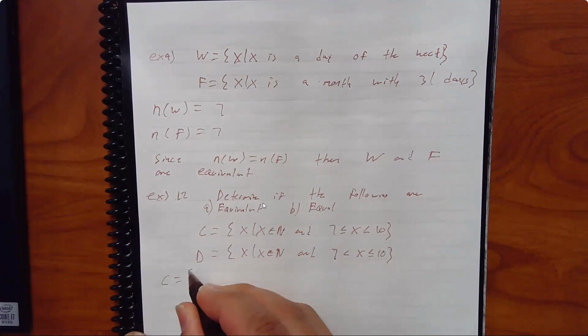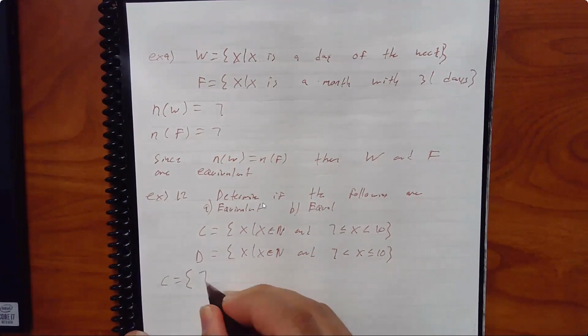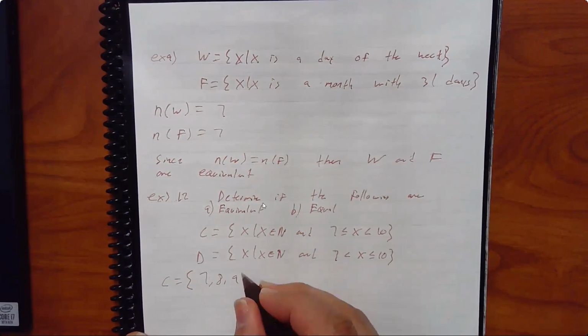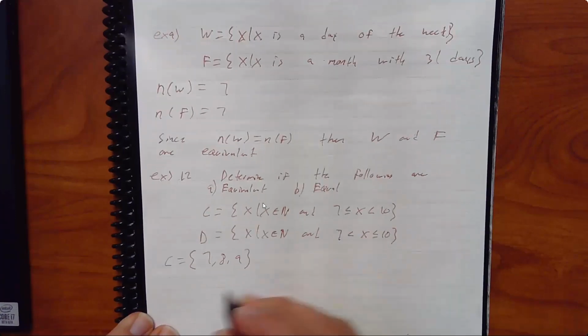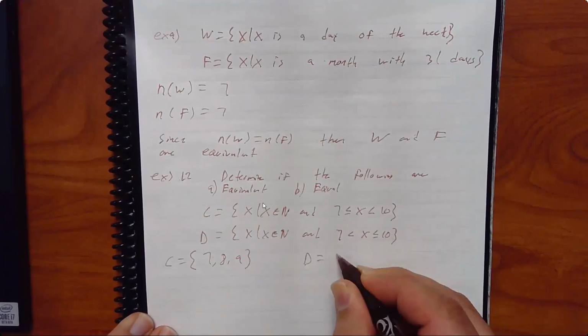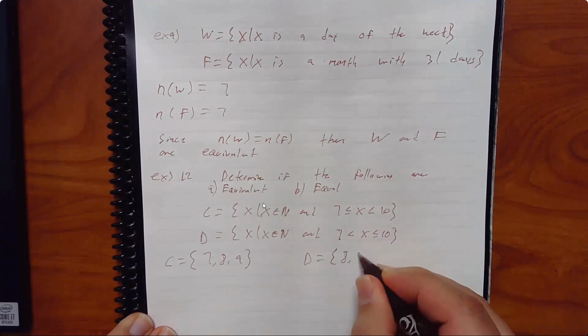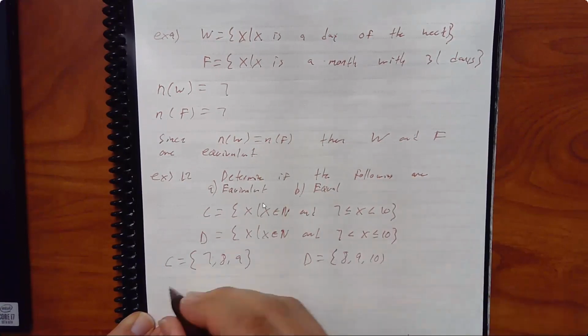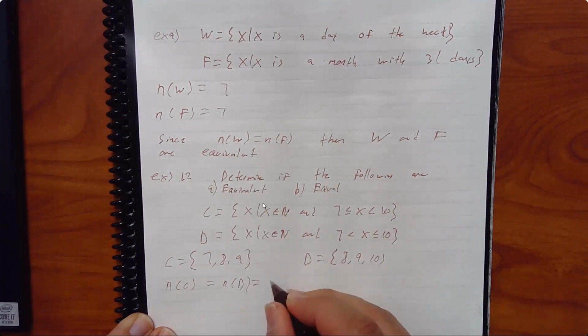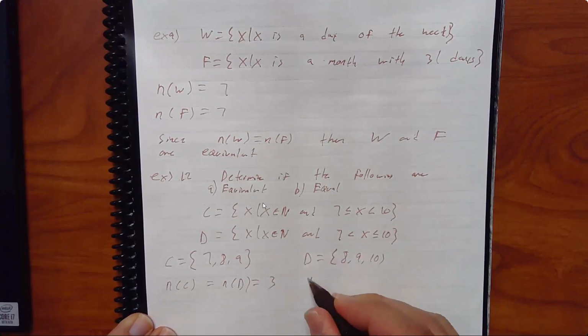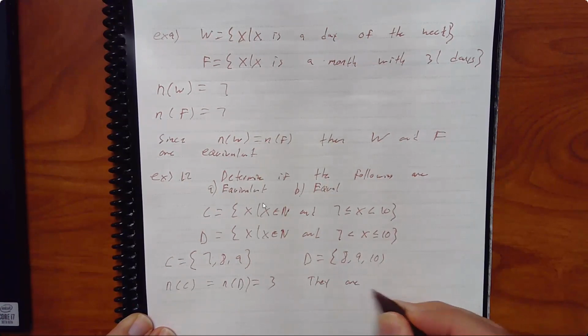So let's write down the elements so we can see it. C will have 7, 8, 9. That's it, right? D will contain 8, 9, 10. So the number of elements in C is equal to the number of elements in D because they both have 3. They are equivalent.